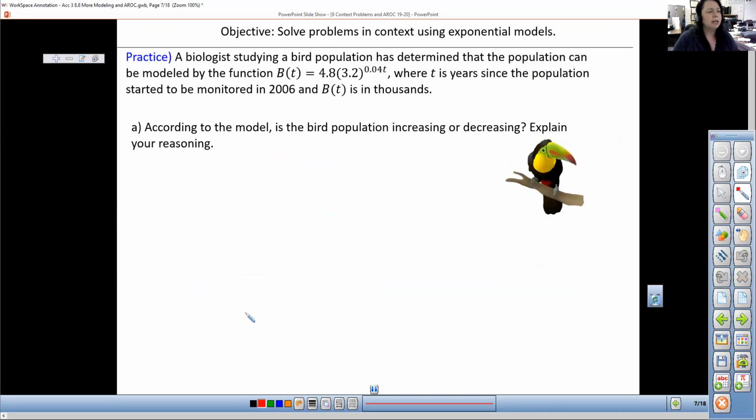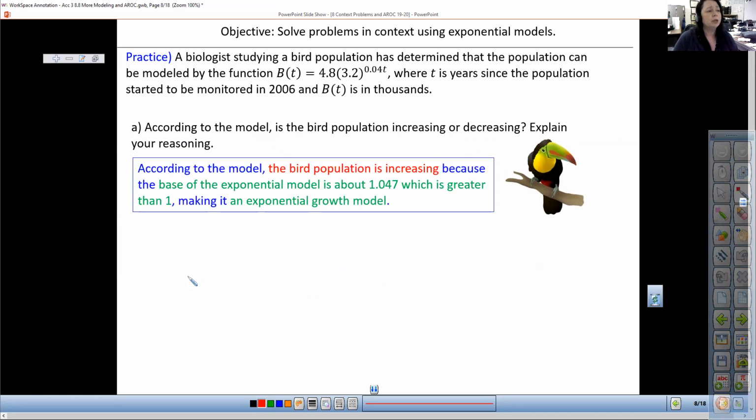Another practice problem. Again, pause the video, give this one a try. Let's take a look. So here, hopefully you came up with the bird population is increasing, which goes along with this being an exponential growth model. And we can determine that from our base. So our base is this 3.2 to the power of 0.04, which is calculated at about this decimal, greater than 1. So we know that the bird population is increasing because we have an exponential growth model.